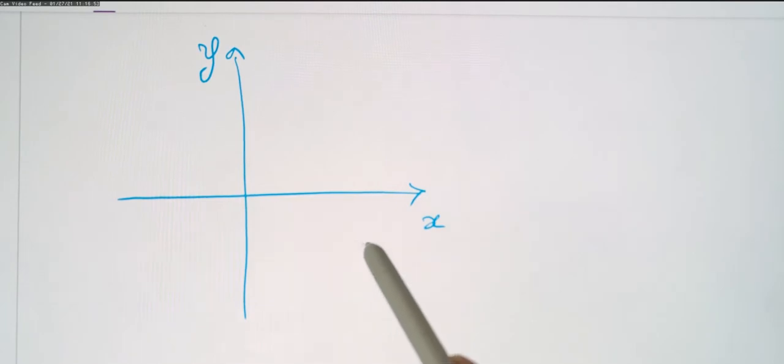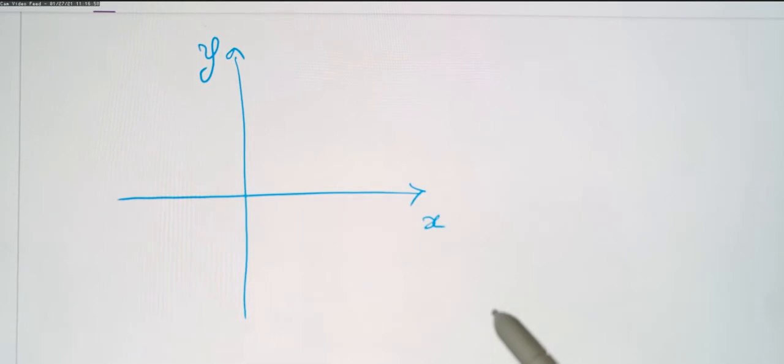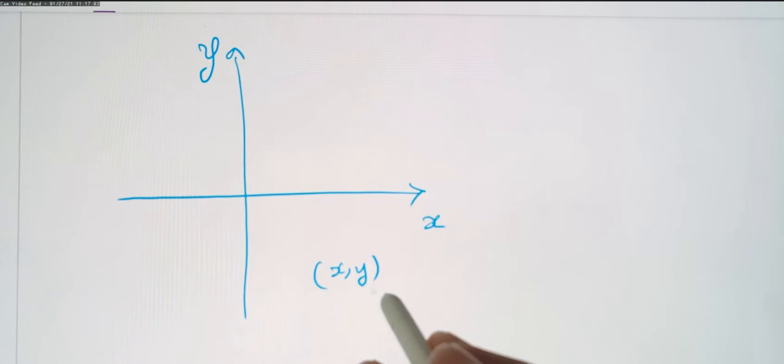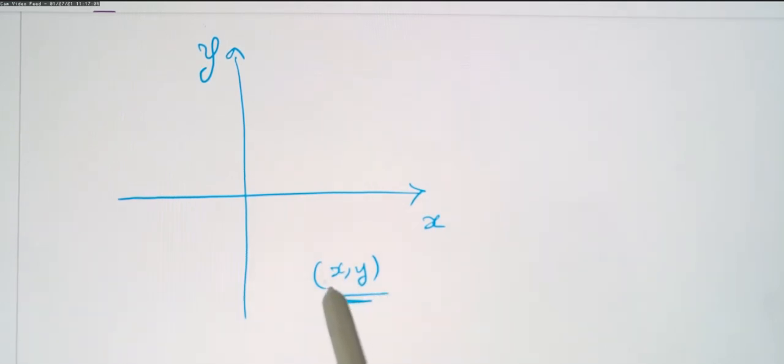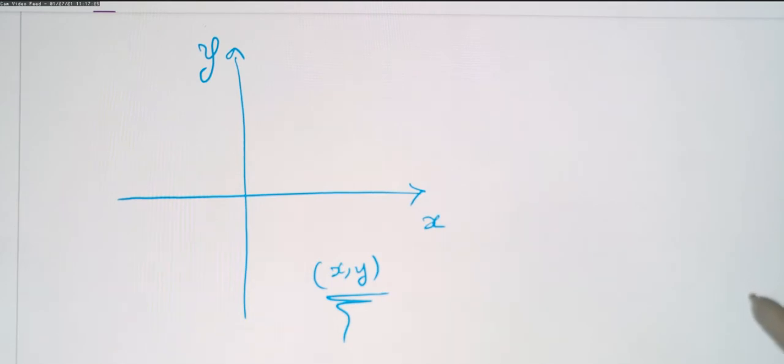Were you with me when I said the Cartesian coordinates? We write X and Y. So what's the value if we have a point here? What should be the X, positive or negative? And Y? That's it. So if we have a point, opposite is always Y.